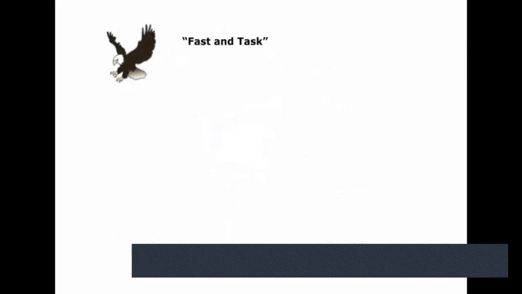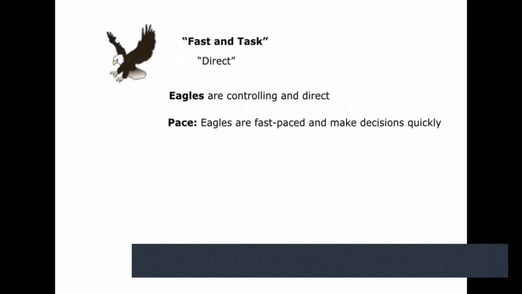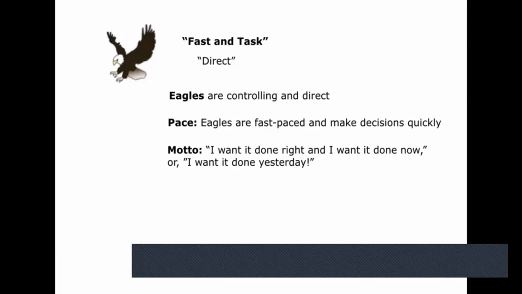Now, just what is an eagle? Well, eagles are controlling and direct. They like to take charge. They're fast-paced. They make their decisions quickly. If they had a motto, it would be, I want it done right, I want it done now, or I want it done yesterday. As you can see, very impatient.